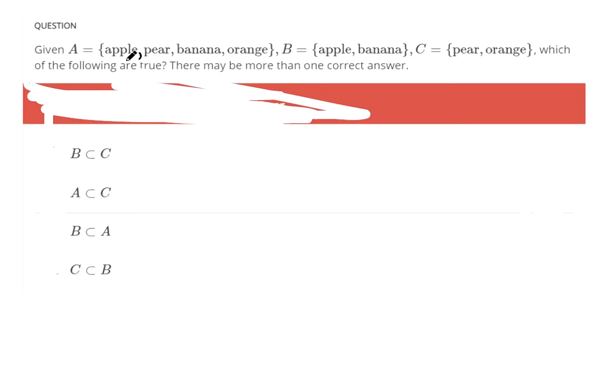So apple is an element of set A. A pear, it's like in the group of A. Banana, that's like on team A. It's on group A. And B is a little bit different.